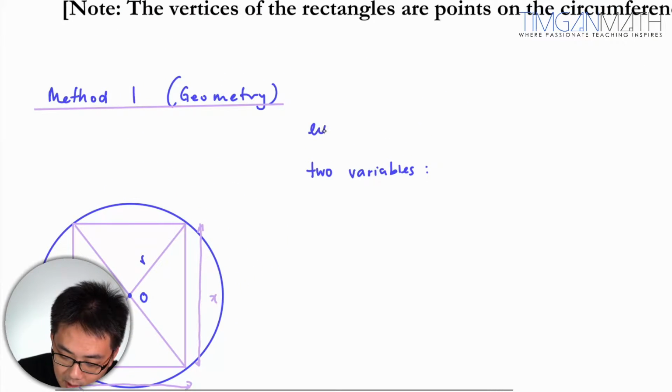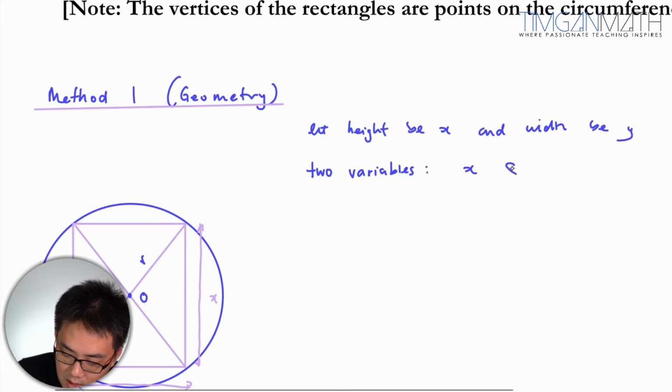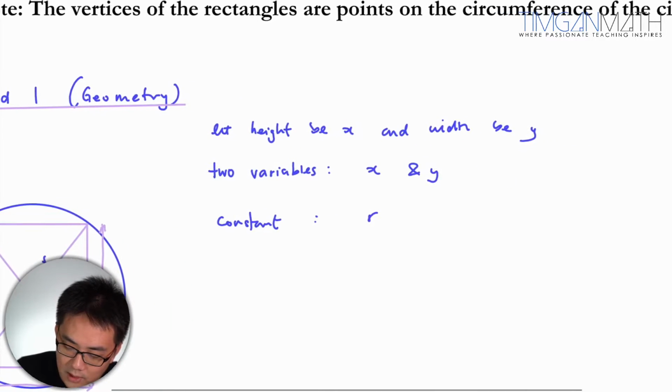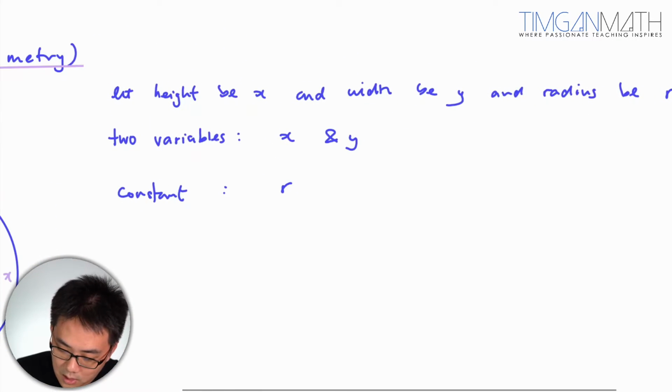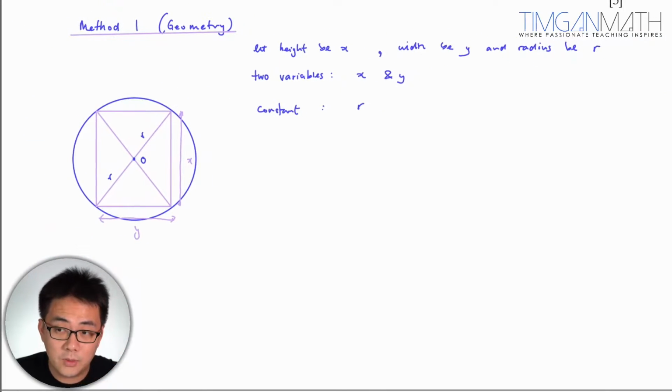So let height be x and width be y. This is x and y. Whereas the constant here is r, the radius, so let the radius be r. Like that. Once this is done, it's pretty okay.